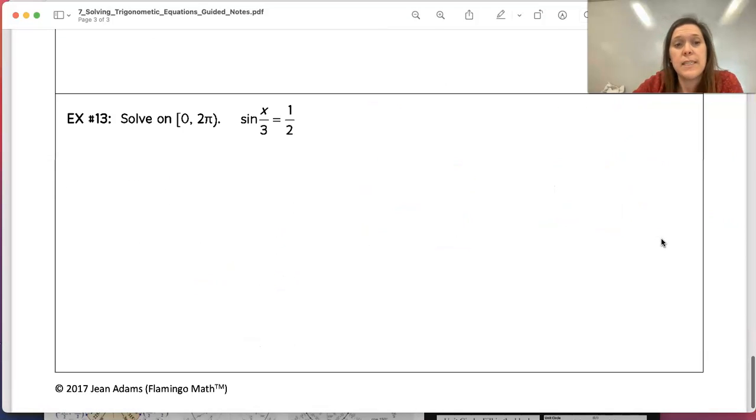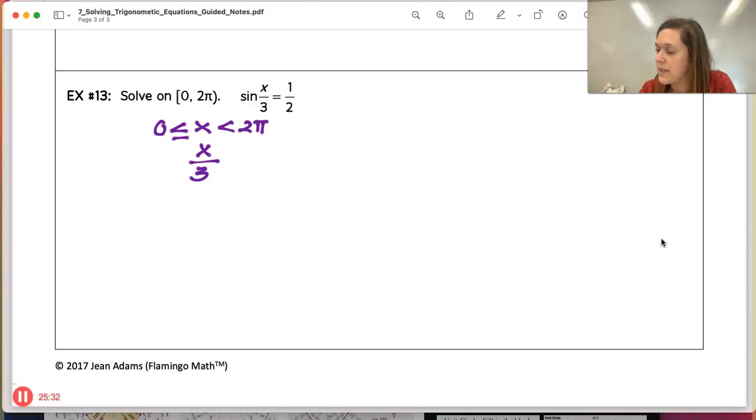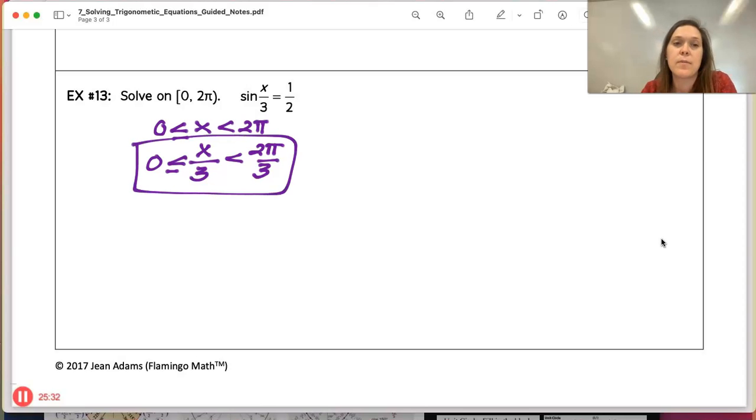All right, so example 13. Here we're going from 0 to 2 pi, not including 2 pi. 2 pi, it's exclusive. It has the parenthesis and not the closed bracket. So this is kind of like the same as doing x has to be between, equaling 0, but not equaling 2 pi. But what are we doing? We're making it x over 3, which is going to change this to 0. Oops, not equal to. And this is going to change to 2 pi over 3. So these are the only values that I'm looking for. So I need my values to be between 0 and 2 pi over 3.